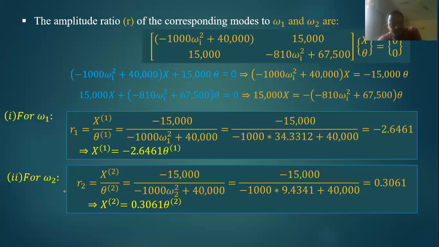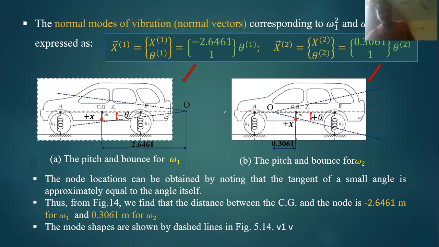Again, for omega 2, we can find R2, which is 0.3061. That is the amplitude ratio of x over theta in the second mode of vibration. So when we substitute those values in the equation, we have this type of equation. So for the first mode, we have minus 2.6461 and 1 in terms of theta 1. That gives us this type of motion.